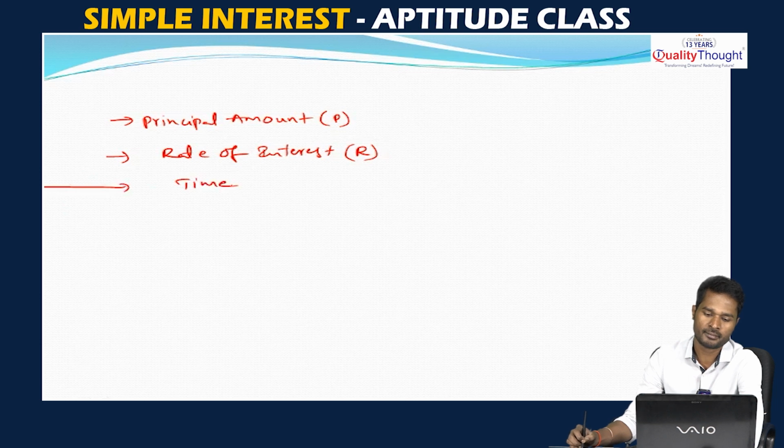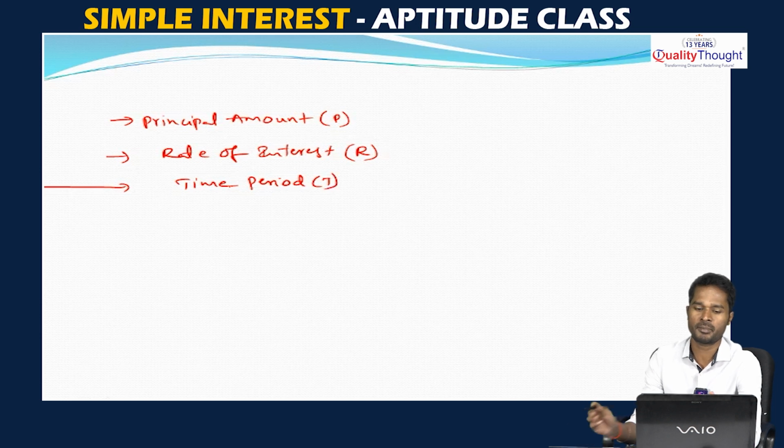And the other thing is we have the time period. So we denote it with a T. Time period is nothing but up to what duration the money has been borrowed or lent. So what is the time period? That means it may be 1 year or 2 years or 3 years. So how much time period we have given the money to the other person, or how much time period we have taken the money from the other person.